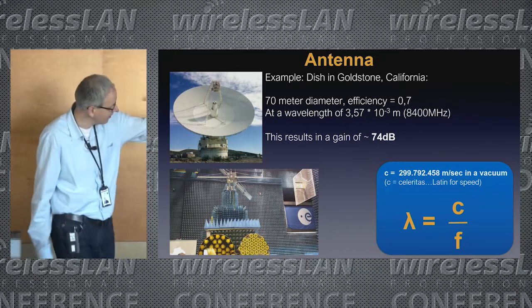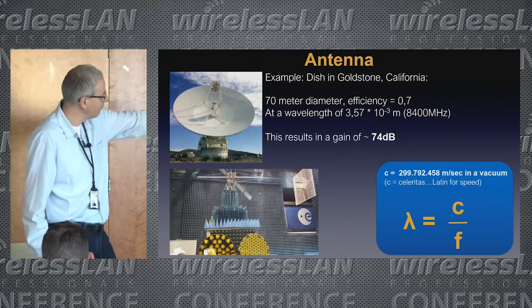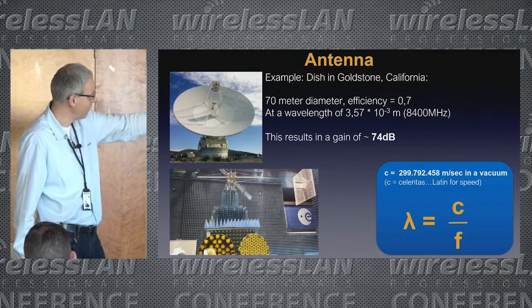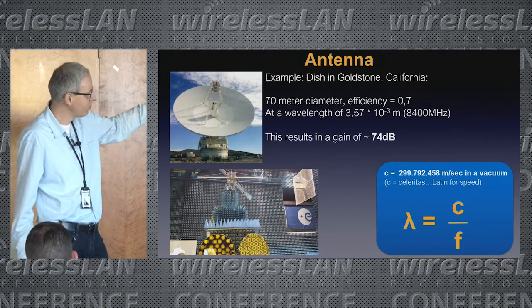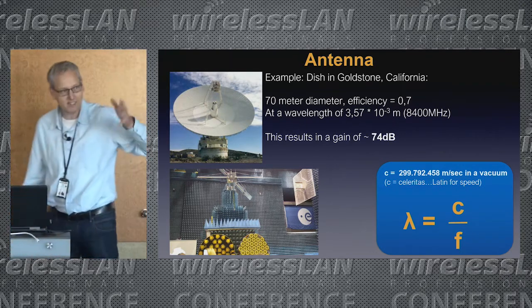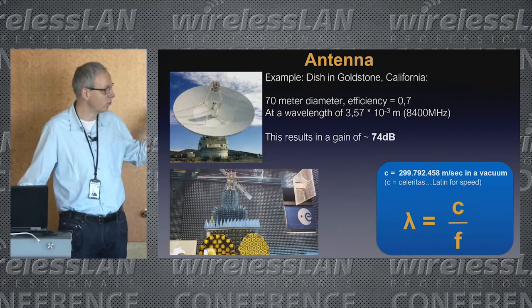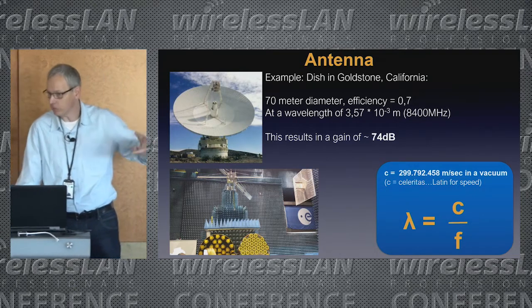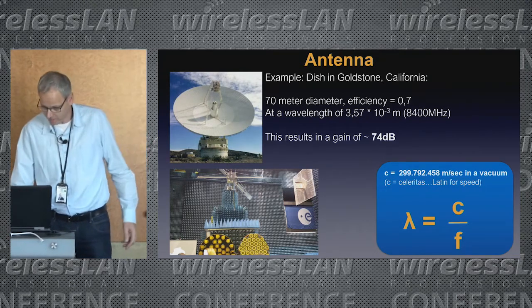Now, you all know that little lambda, C divided by F. In deep space, we have a vacuum, so the speed of light is the speed of light. As simple as that, which we use in Wi-Fi as well. You can use it to calculate your own lambdas and stuff like that.